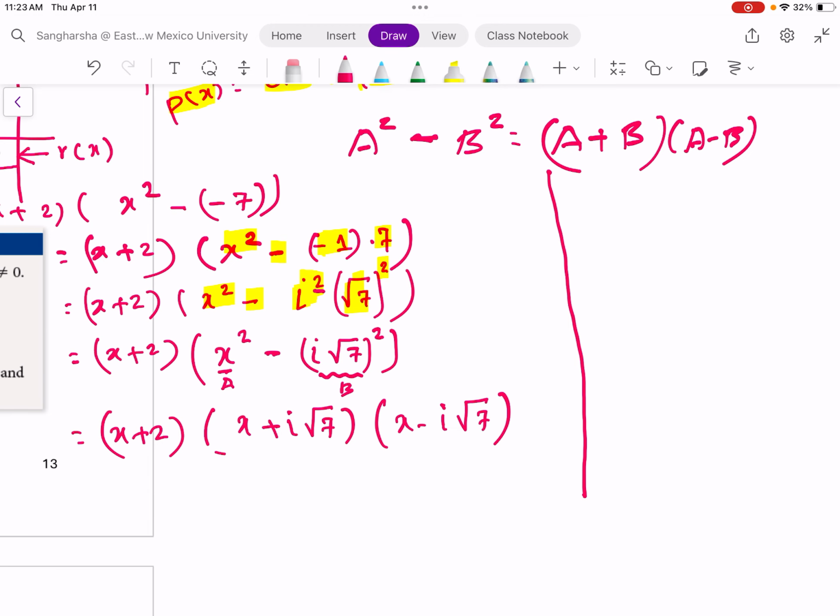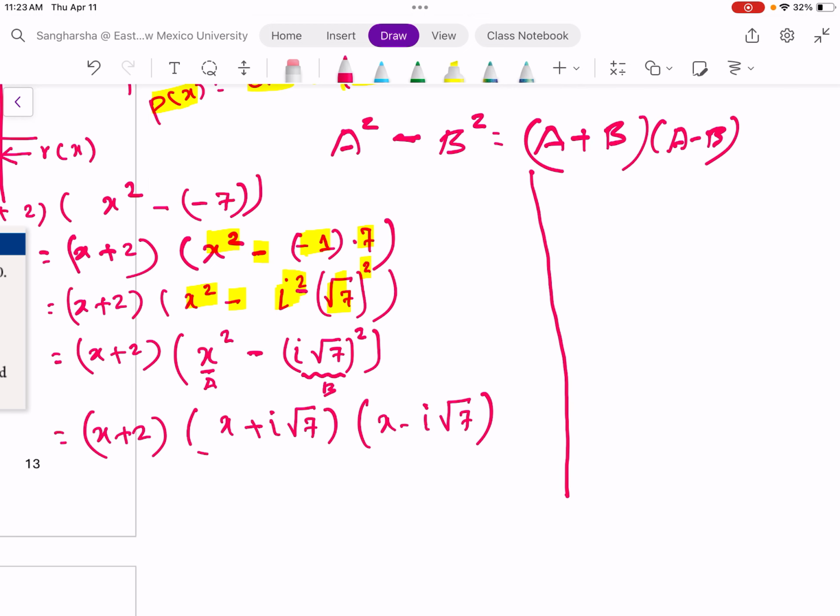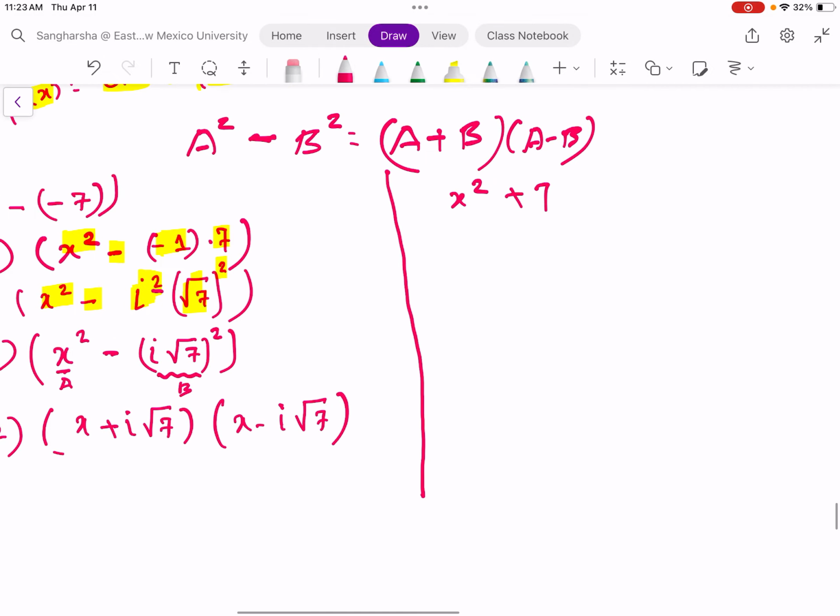Do you want to complete the square? That's going to be a lot. So the first option is always, yeah, you can always use the quadratic formula. Our target is factorizing x squared plus 7, right? The quadratic formula is negative b plus or minus the square root of b squared minus 4ac, divided by 2a.